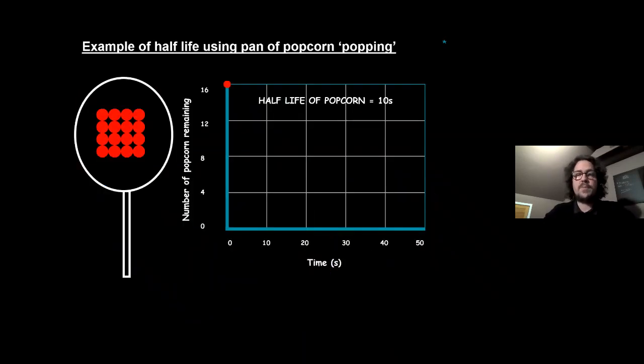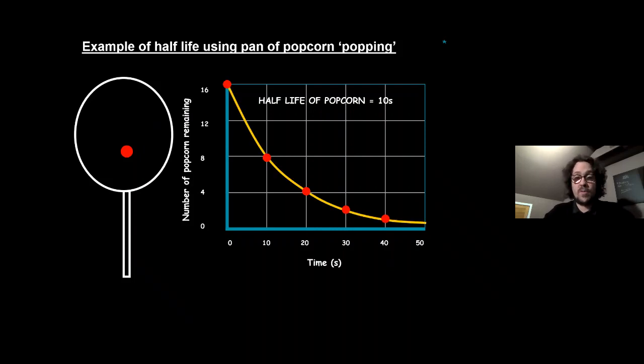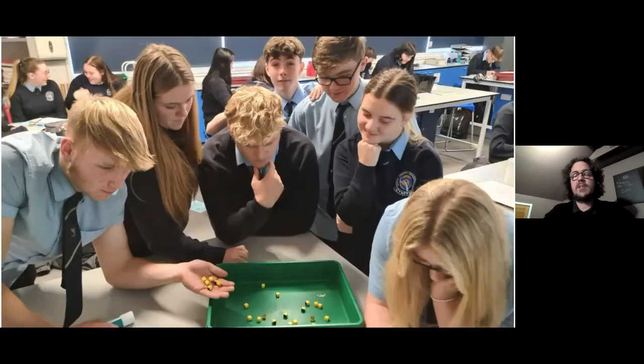You can plot this in a graph, and this is the same sort of thing, but with popcorn. We go from 16 to 8 after 1 half-life, to 4 after 2 half-lives, to 2, and so on. And we end up with what we call an exponential decay curve. All right. So when you do this investigation, you will model it using dice.